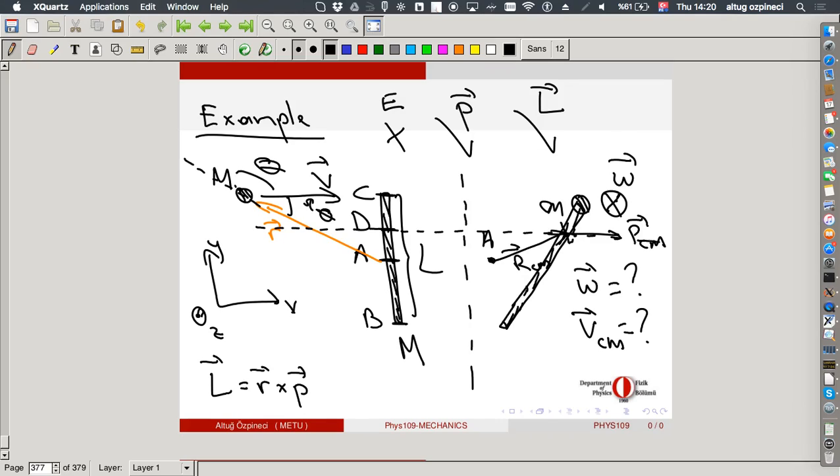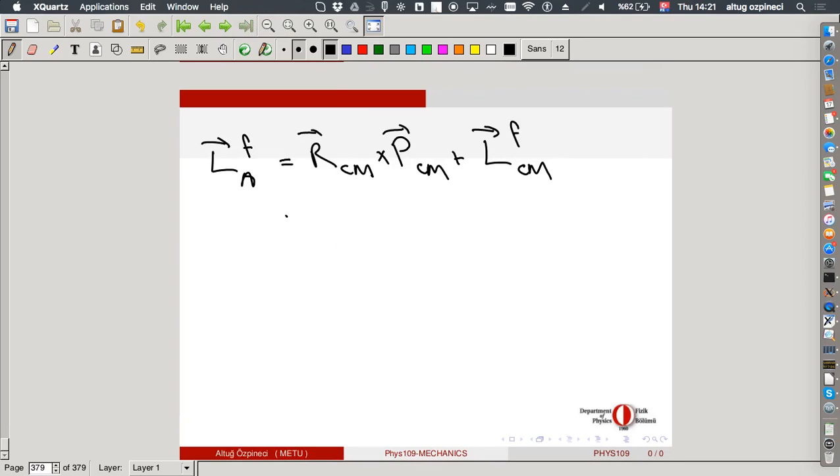So what is the direction of R cross P? Into the screen, out of the screen? Let's see. This is R. This is P. R cross P. Just imagine R is rotating towards P. R cross P is still into the screen. So it's in the minus Z direction.